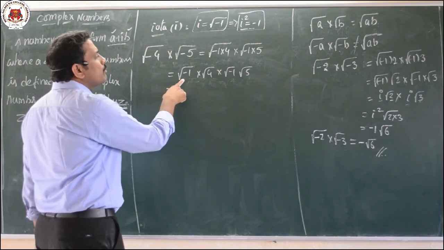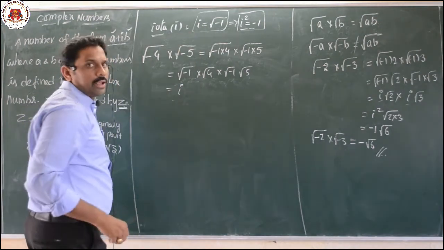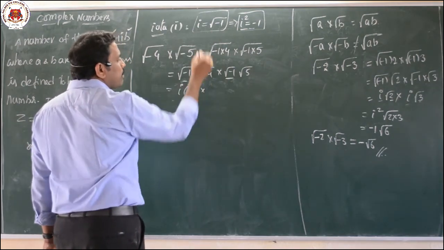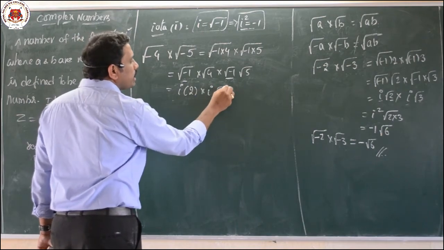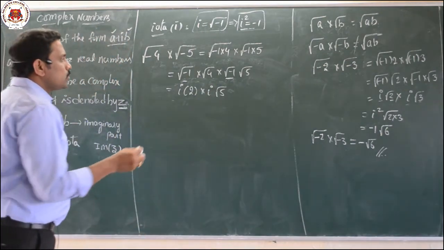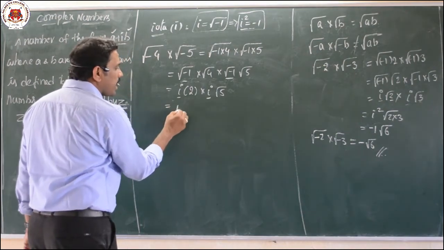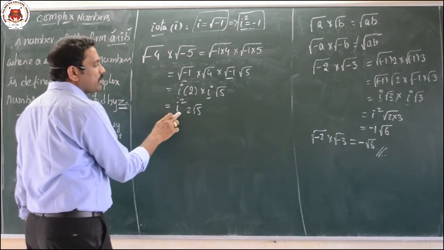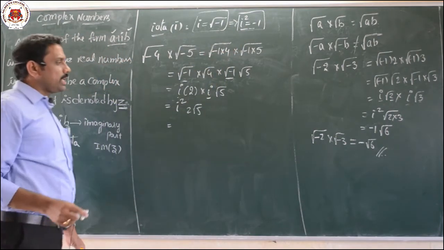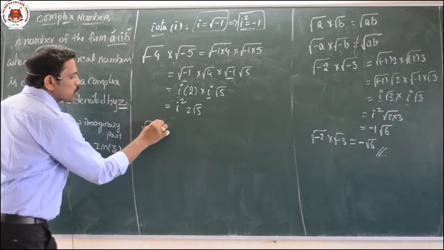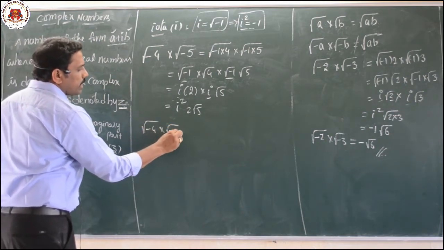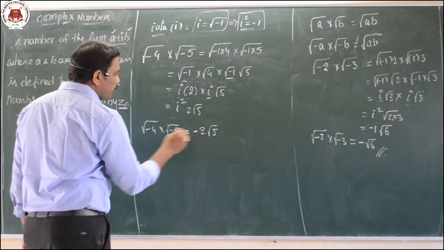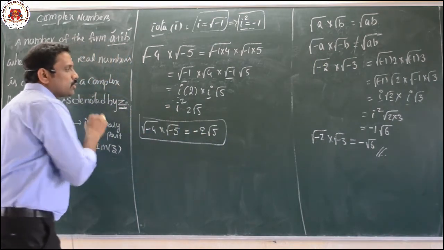So, the square root of minus 1 value is iota, root 4 value is 2, and also we know square root of minus 1 value is I, and root 5 means root 5, we don't know the root 5 value. So, the answer is I into I, how much? I square, 2 root 5. So, what is the I square value? The I square value is minus 1. So, the answer for square root of minus 4 into square root of minus 5 is minus 2 root 5. This is the method.